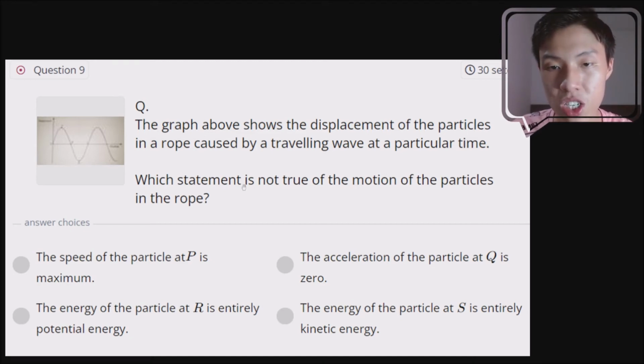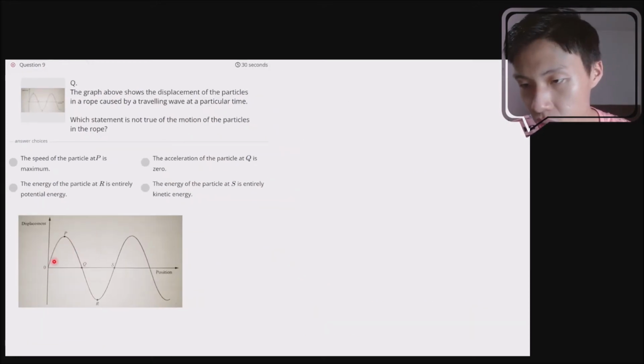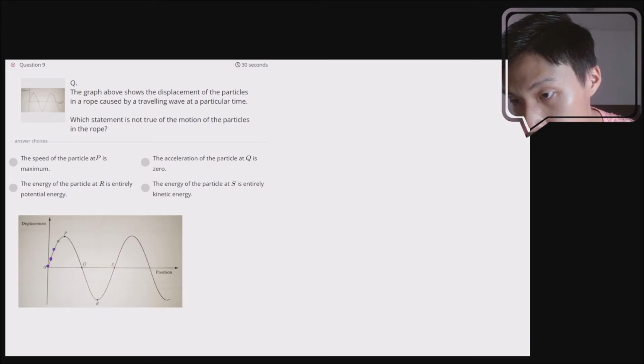Okay, now they ask which statement is not true of the motion of the particles in the rope. So we know that all along this line over here, this is a displacement position graph or displacement distance graph. Along the line over here, you can think of it as little particles actually. So let me draw it out. You can think of it as many particles. And they are undergoing simple harmonic motion.